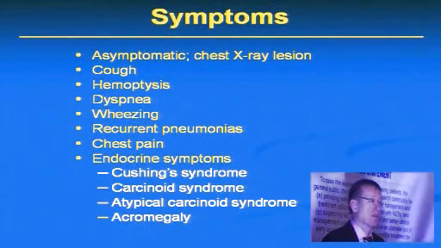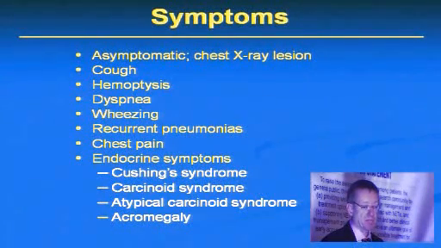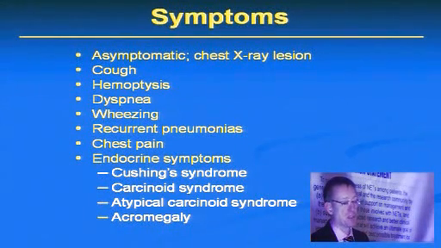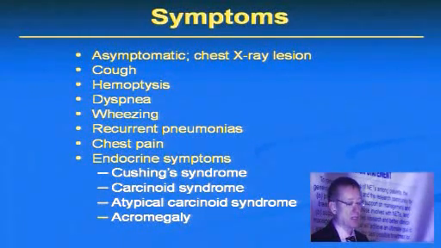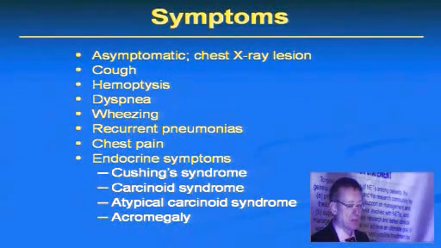Many of these patients are asymptomatic and detected by chance on chest X-ray for an unrelated lesion, for example, as investigation for hypertension or as a preoperative investigation. Common symptoms include cough, hemoptysis, dyspnea, wheezing, recurrent pneumonias with remaining infiltrates on chest X-ray or CT scan. Chest pain is also a common symptom.